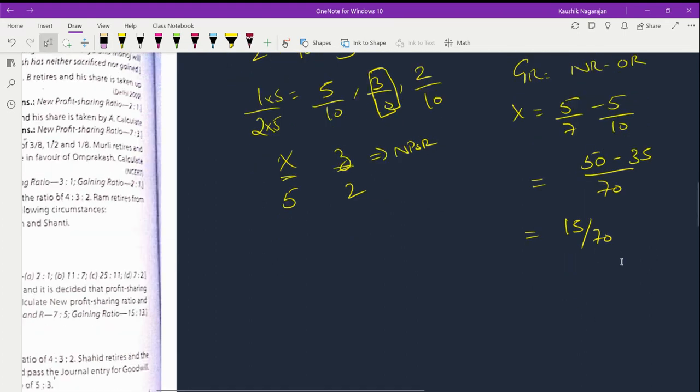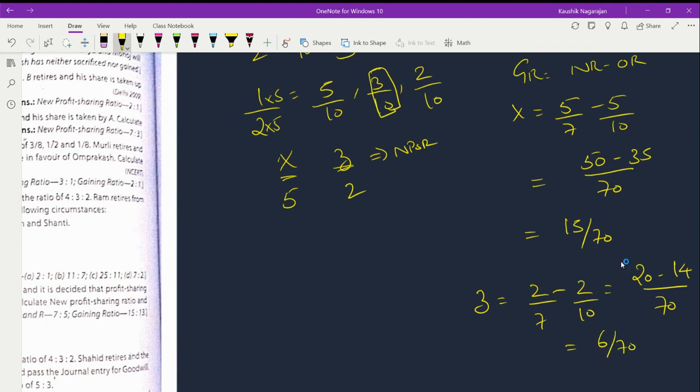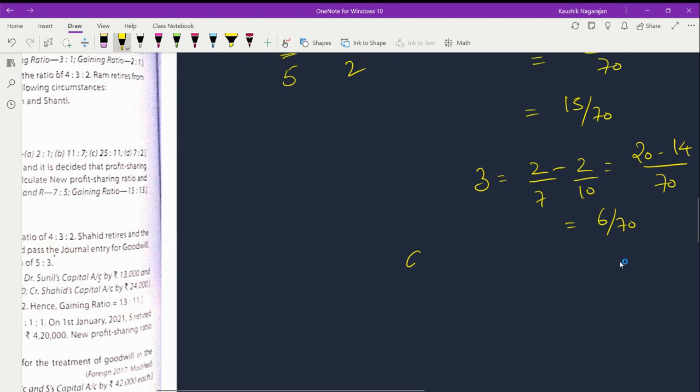In the same way, calculate for the partner Z also. So for partner Z, it's going to be 2 by 7 minus the old ratio, which was 2 by 10. So LCM is 70, into 10 and into 7. So 20 minus, 2 sevens are 14. Now this gives me 20 minus 14, which is 6 by 70. Now the gaining ratio is 15 is to 6. This is between X and Z.